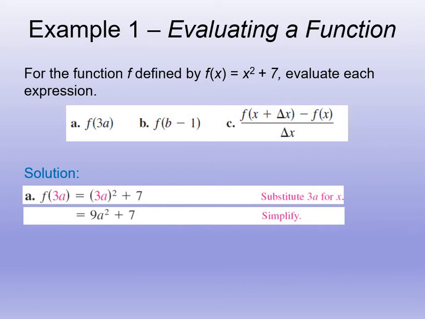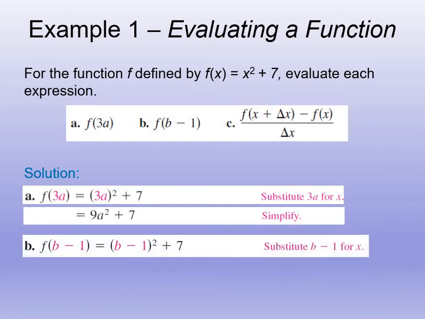Alright, so let's look at example B now. We are going to replace every x in the original equation, f of x equals x squared plus 7, with a b minus 1. There's only one x to replace, right? The x squared. So that gives us b minus 1 quantity squared plus 7.